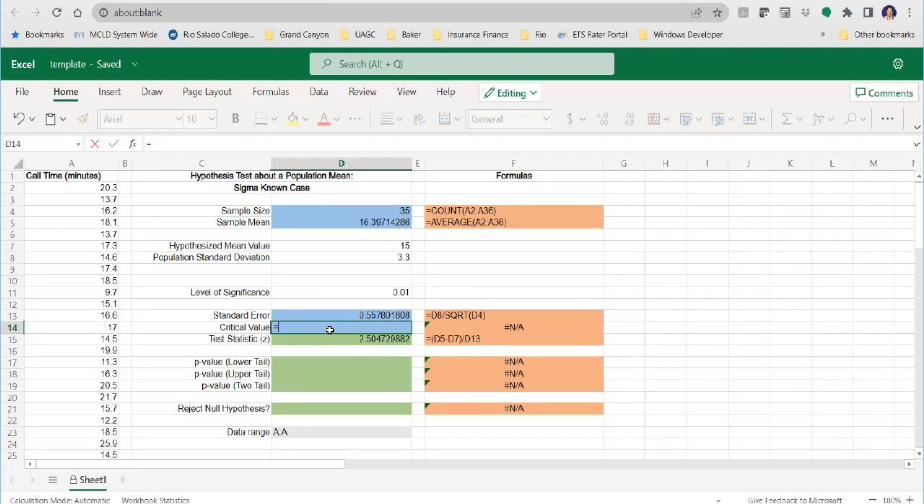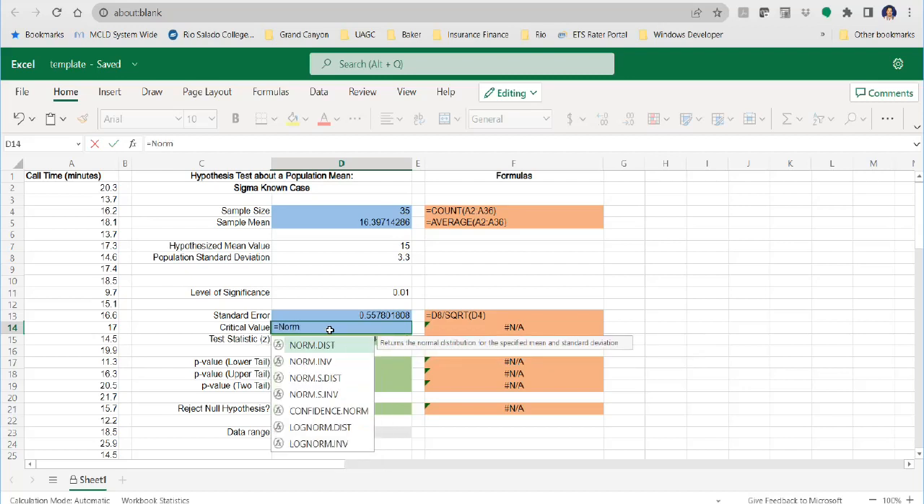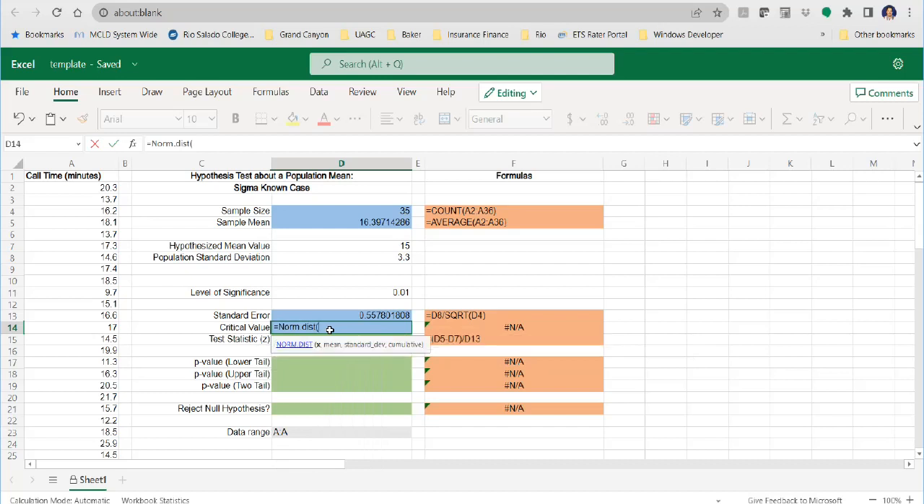I want to get 1 minus because I want the above norm.dist, where I put in the observed test statistic with the mean and the standard deviation. So I need to put in cell D15 here. I'm just going to type it. And then the mean and the standard deviation.